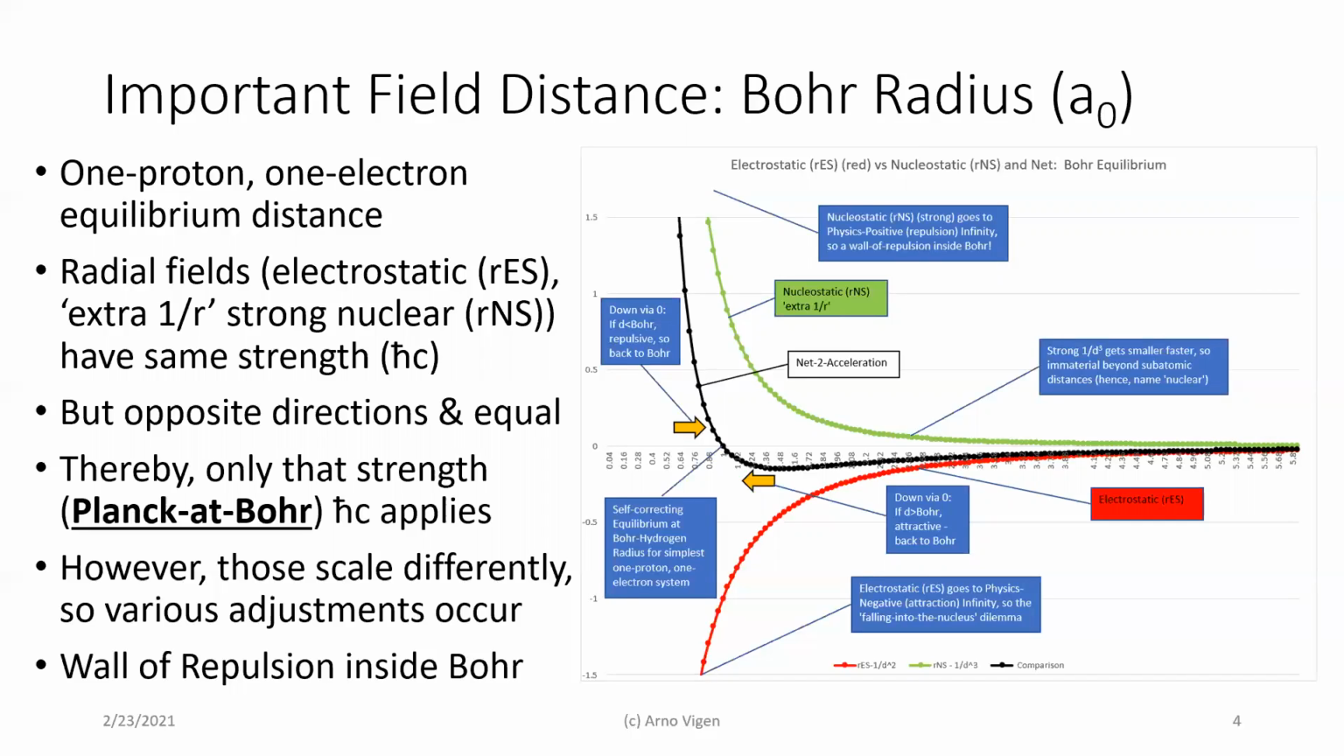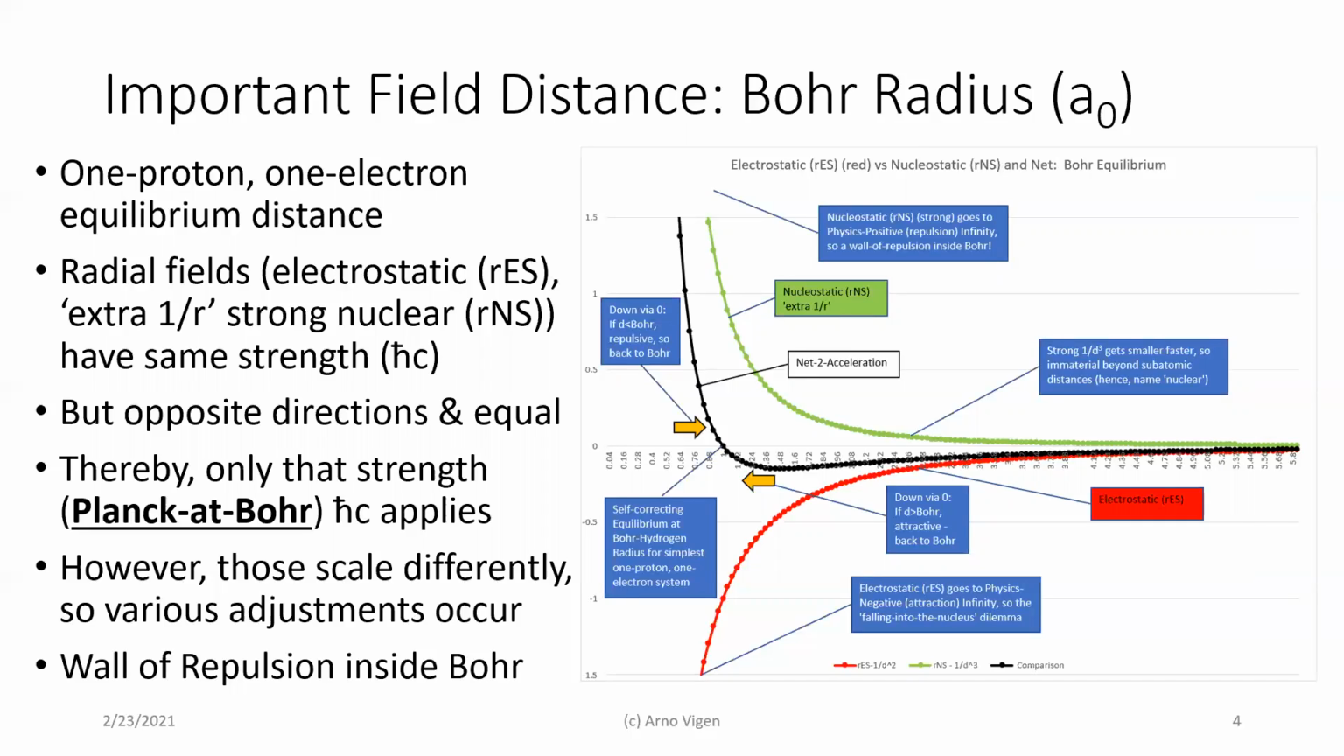The red line is the electrostatic force, okay? It is at 1 over distance squared, and it continues as negative. And so as it gets closer, it gets stronger, and the electron would fall into the nucleus, that dilemma. Now, real electrons don't fall into the nucleus, so something else is happening. That is the green line, the nucleostatic, the radial nucleostatic, with that extra 1 over r.